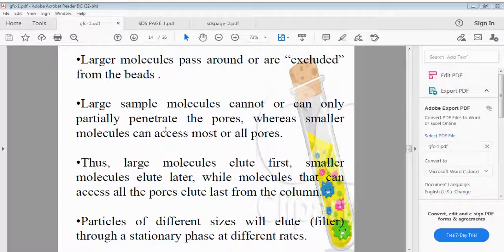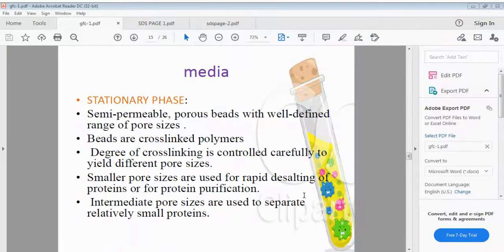So these are medium-sized molecules which may not be fully able to enter the pores. So the larger molecules elute first, smaller molecules elute later, while molecules that can access all the pores elute last from the column. Those molecules which can enter with complete access into the gel bead, the smallest ones, will be eluted last. So particles are separated depending upon the size.